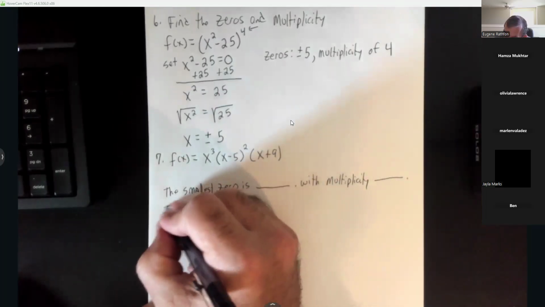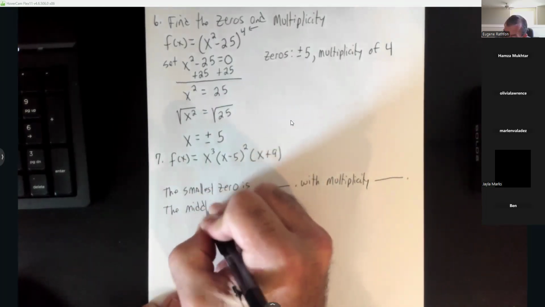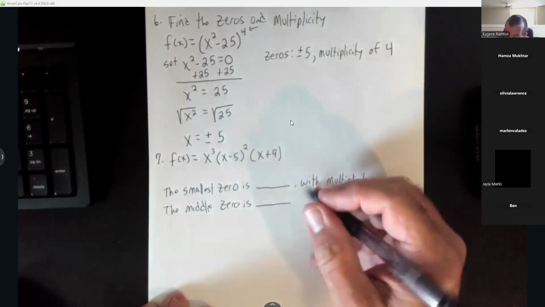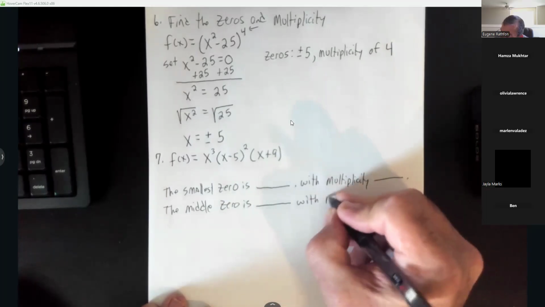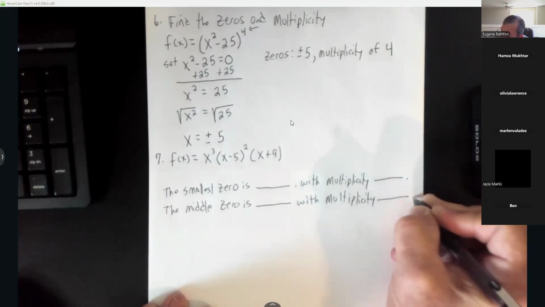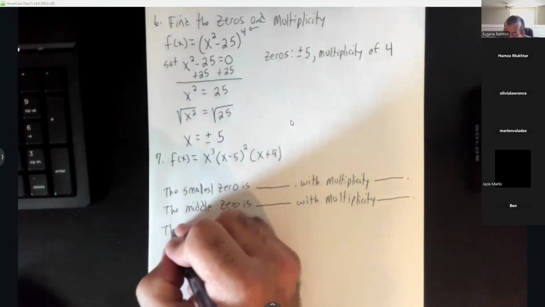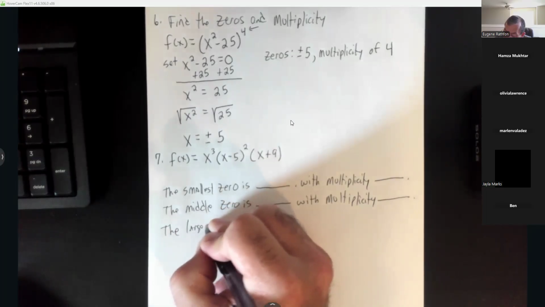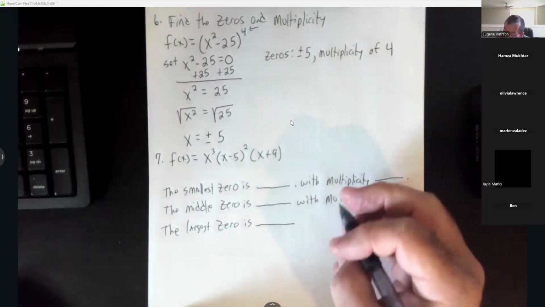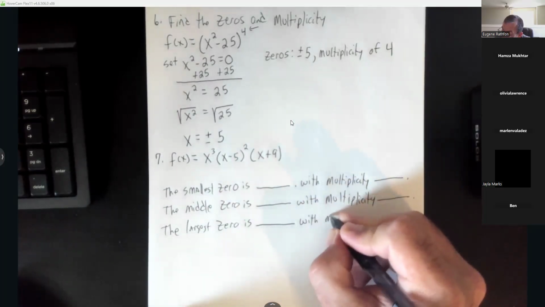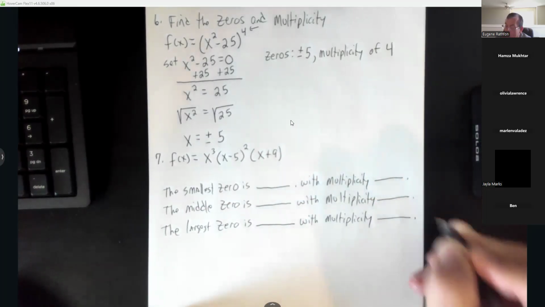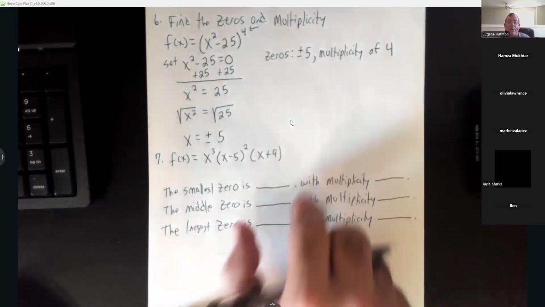Then it says the middle zero is blank with multiplicity blank. The largest zero is blank with multiplicity blank. So that's how we're going to answer this one. They gave us blanks and we got to fill stuff in.